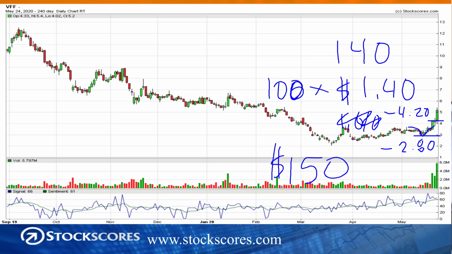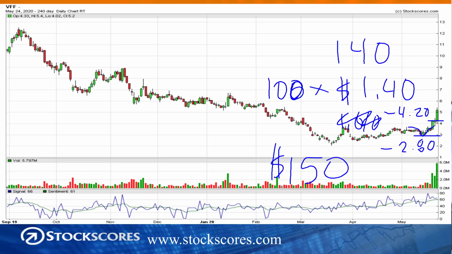Essentially, if we're buying 100 shares, our risk will be $150. Now, what you should do when you are calculating your position size is work backwards from how much you are willing to lose. If you're willing to lose $150 on a trade, in this example, you would buy 100 shares. If you are willing to lose $300 on any one trade, then you would buy 200 shares roughly, because 200 times $1.40 is $280.